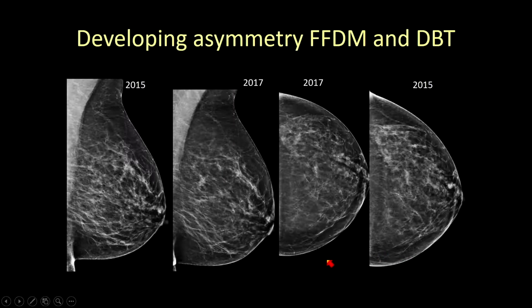On the other hand, this is a real developing asymmetry. This was, I think, a really great pickup by one of my younger colleagues, Dylan Quate. He called back this asymmetry, focal asymmetry, but it's actually a developing asymmetry if you look at her 2015 study. I think the finding's easier to see on the MLO view than the CC view. He recalled her for workup.